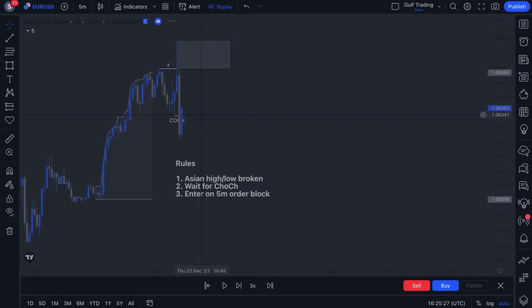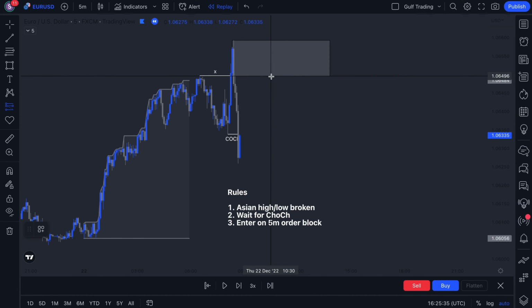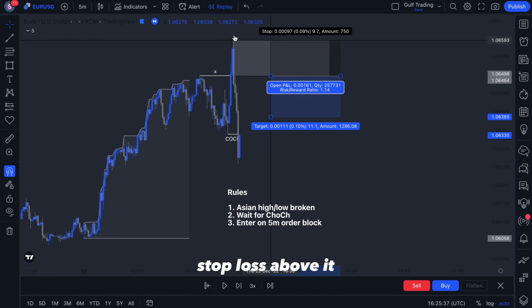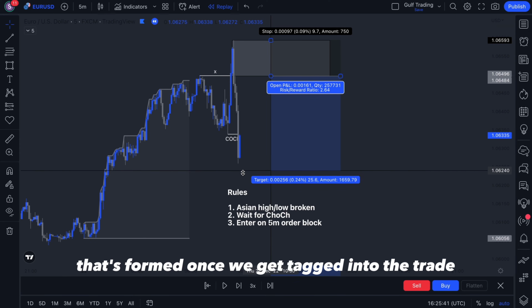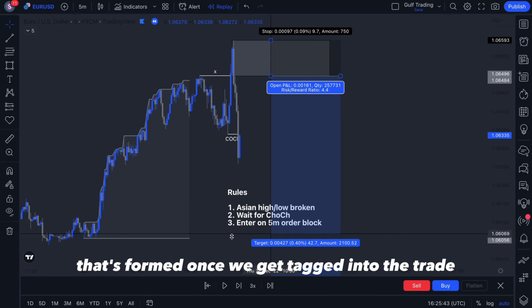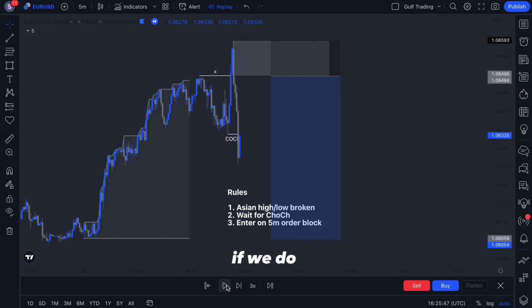That's all it is. So we stay on there, put our sell limit on this order block somewhere, stop loss above it, and target either the Asian lows or the low that's formed once we get tagged into the trade. So I'll leave it here for now, but then we can adjust it when we get tagged in, if we do.